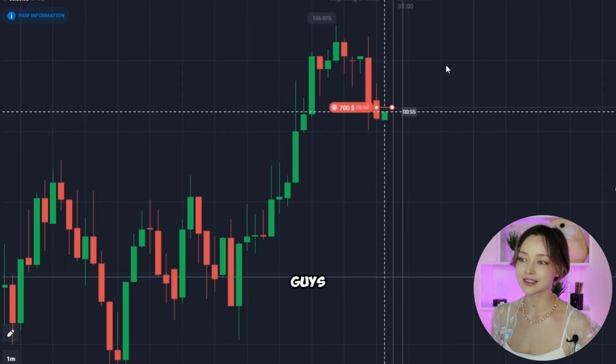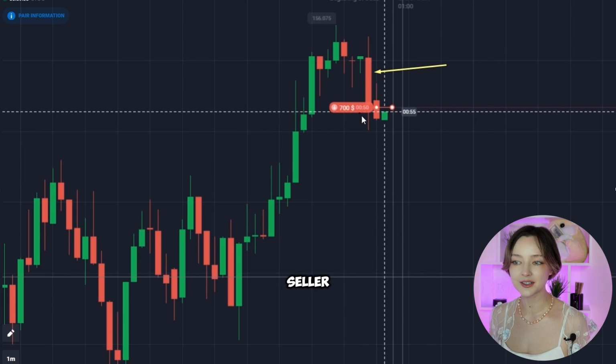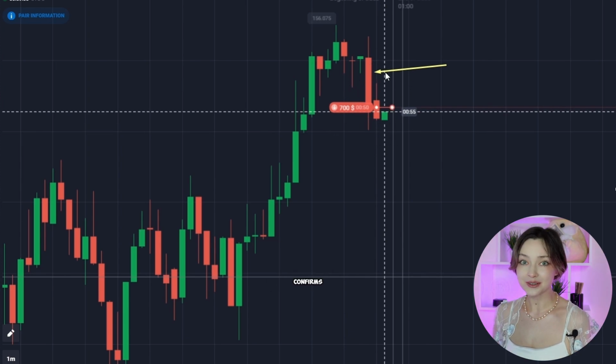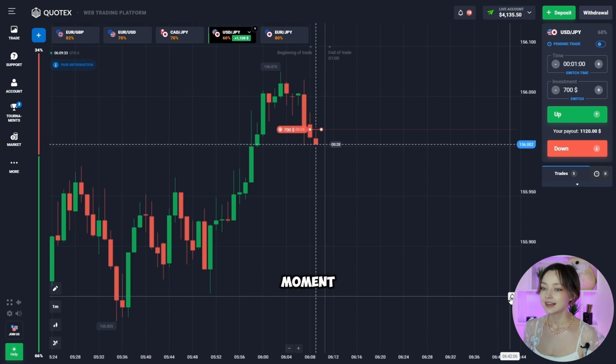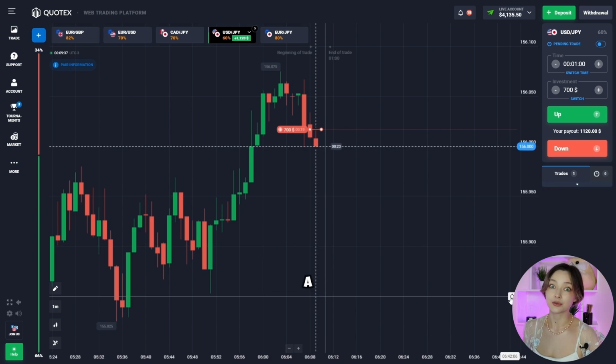And by the way, guys, look at what a good move the seller made when the price started to pull back from our level. This also confirms that there is a strong seller over here who will push the price lower. As you can see, the market is going almost in the same direction, meaning it's going steadily downwards at this exact moment. That's why we already have the third downward trade in a row.